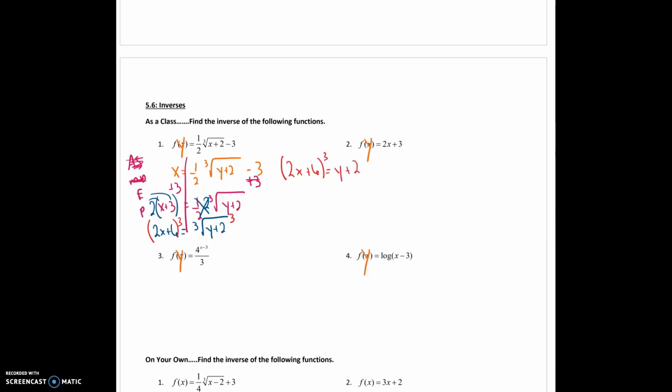But now to get y by itself, I'm just going to move the 2 over by subtracting, and this is your inverse. Okay. All right, number 2, a little bit simpler. It's just a regular x. I'm going to make my little checklist.